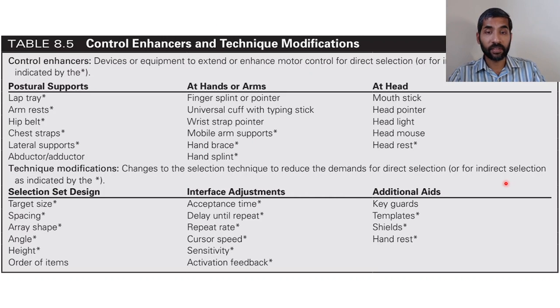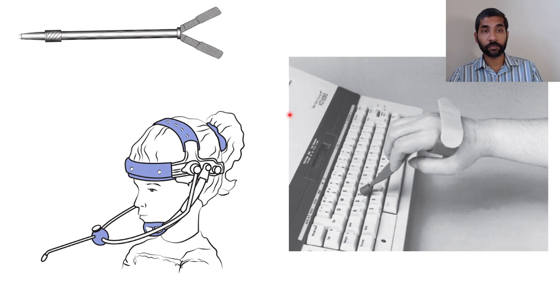And some of those things are pointed out here. So, for example, you can have a finger splint, you can have a typing stick, and other things which I'm not going to go into. You can take a deeper dive into those kinds of technologies if you are interested in them.